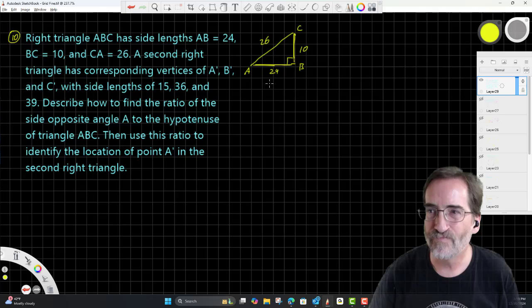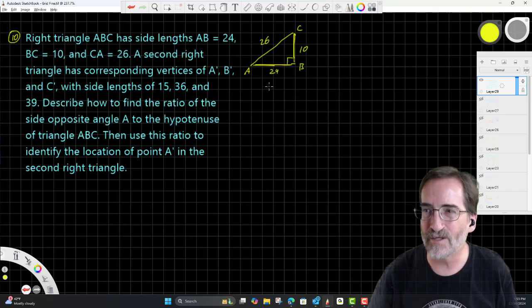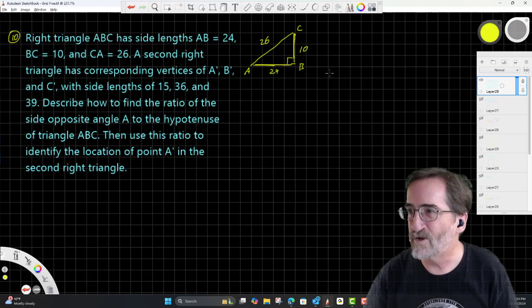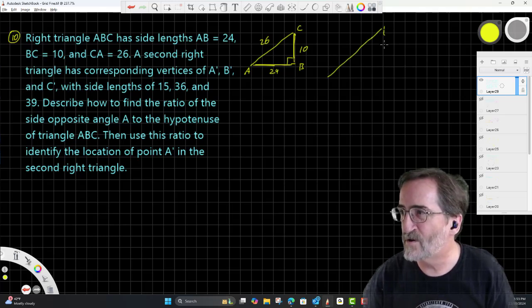The second right triangle has corresponding vertices of A prime, B prime, and C prime with side lengths of 15, 36, and 39. Okay, so bigger sides. So let's sketch our triangle here.